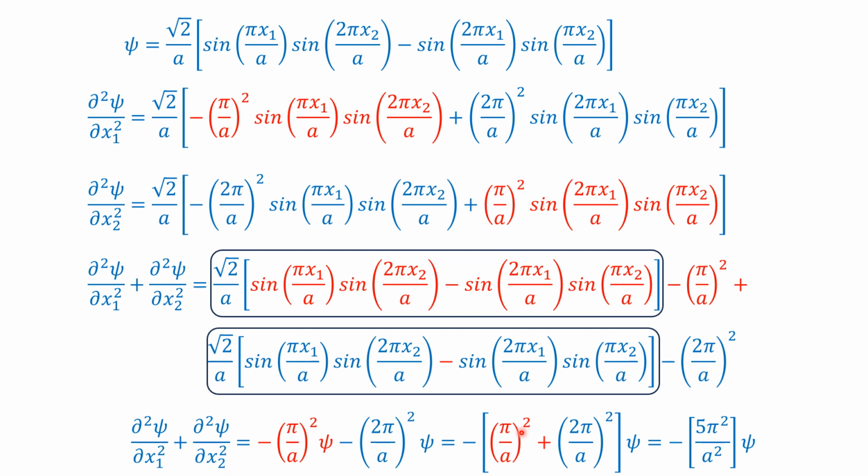Then this will become pi by a whole square plus 2 pi by a whole square psi. So this will be here 1 squared plus 2 squared. Here you can take pi squared over a squared as common. Here you have 1 squared plus 2 squared is 4, 4 plus 1 is 5. 5 times pi squared divided by a squared. Of course this minus I have taken, multiplied by psi.